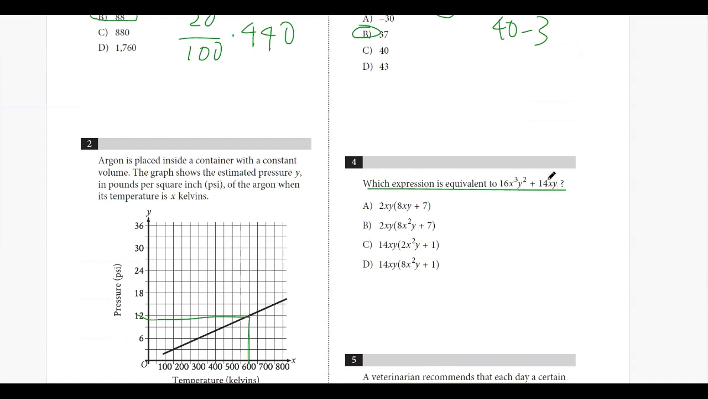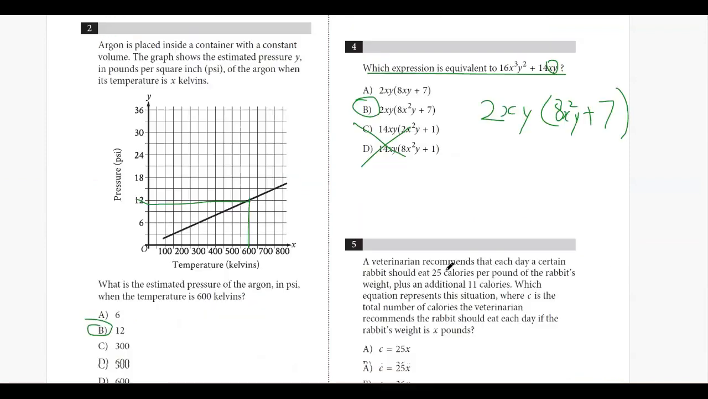Which expression is equivalent to this? I could divide 14 by 2 and also 16 by 2. So I can pull 2 out in the front. So C and D are immediately eliminated. Then I can put the xy in the front. And we know that since I pulled this xy to the front, this has to be a 7 here, and this has to be 8x squared y. So for 4, B is the correct answer.